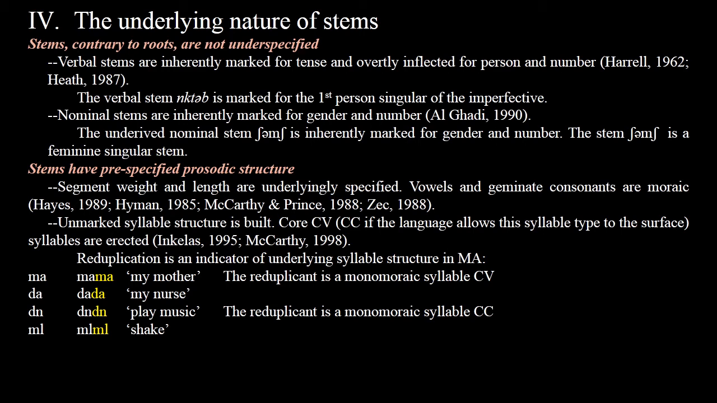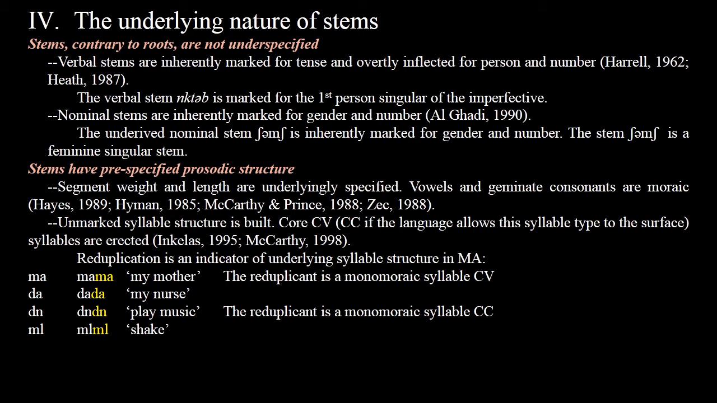Stems have pre-specified prosodic structure. So, segment weight and length are underlyingly specified. Vowels and geminate consonants are moraic. Second, unmarked syllable structure is built. Core CV or CC syllables are erected.